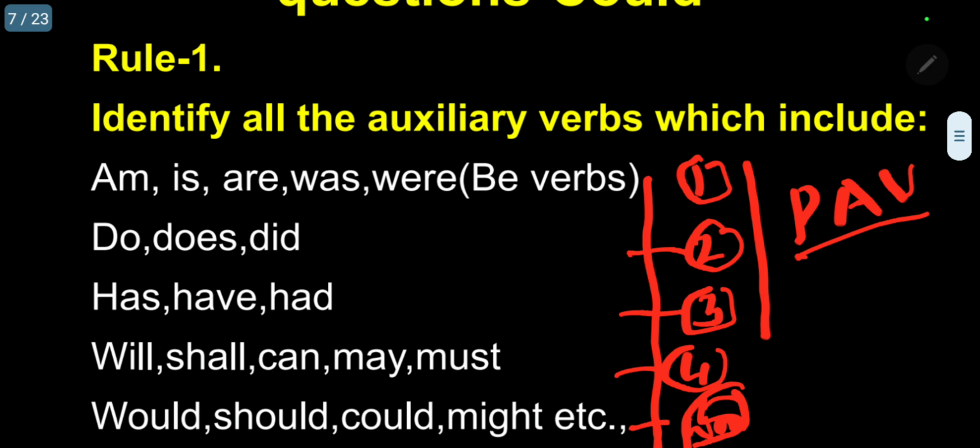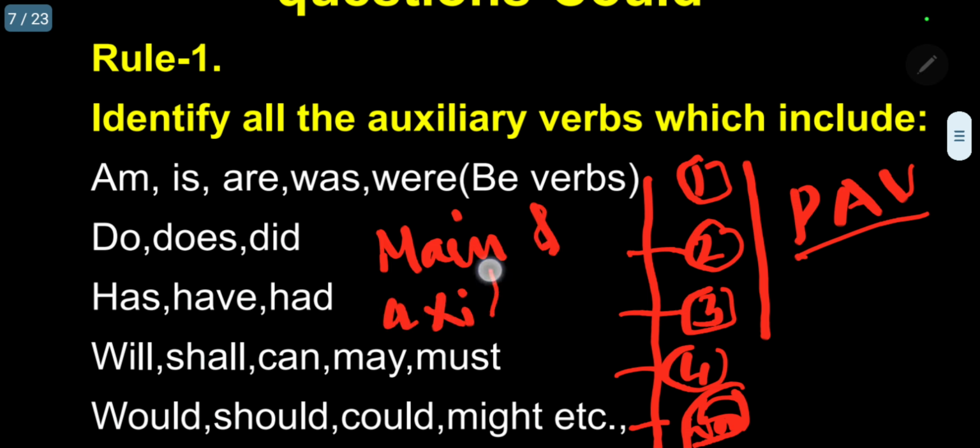What is the advantage of a primary auxiliary verb? A primary auxiliary verb will act as a main verb as well as an auxiliary verb. Please follow, this is very, very important. Any verb which acts in one sentence as a main verb and in another sentence as an auxiliary verb, we call the primary auxiliary verb. So these 1, 2, 3 types are called primary auxiliary verbs.